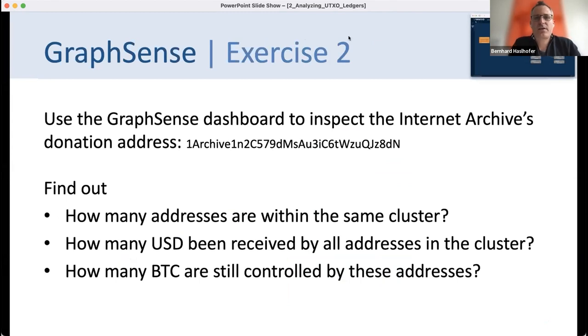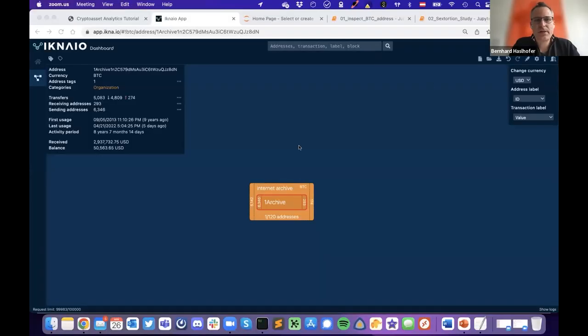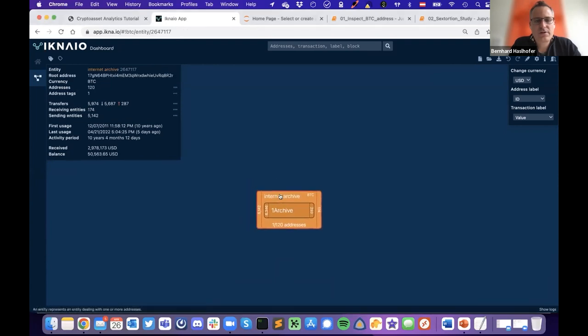Going back to GraphSense. I just share my entire screen, so now it's easier. So going back to GraphSense. Before, we just investigated a single address, the donation address we found on the website, and got this statistical summary. What we see in this surrounding box is actually the entire cluster. So if we now put the focus on the entire cluster instead of the single address, we get the summary statistics for the entire cluster.